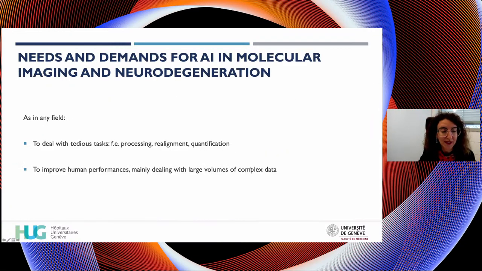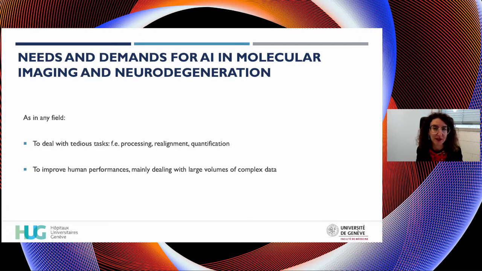In this field, what we expect from artificial intelligence is mainly divided in two big areas. We would like artificial intelligence, on one hand, to deal with the tedious tasks. Behind all the very nice work that Gael and Rik have presented, there is a lot of processing, for example images that have to be realigned, segmented, processed. There is a lot of automation, but an artificial intelligence tool that can transform the individual image into a standard image that can be compared with other brains would speed up the process.